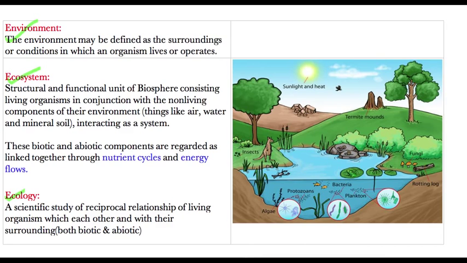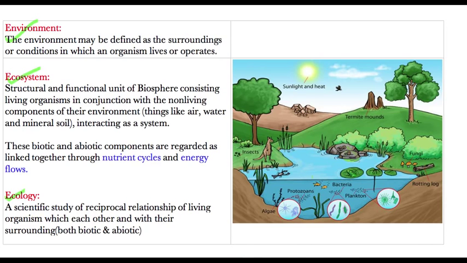So you can see in the figure, this is something called ecosystem. Here you have different types of animals, and then plants, and then insects are also there, fish are also there, and they are interacting, they are interdependent upon each other. So this is a functional unit of biosphere.